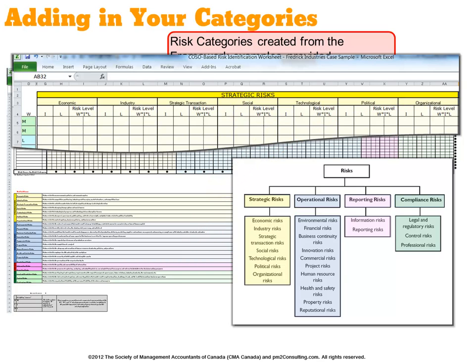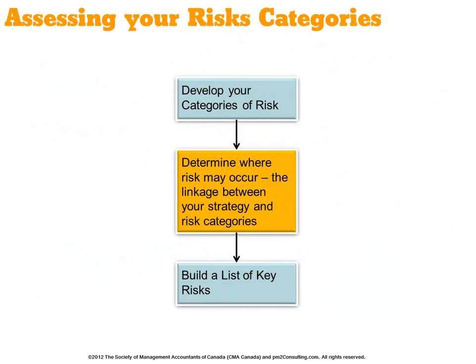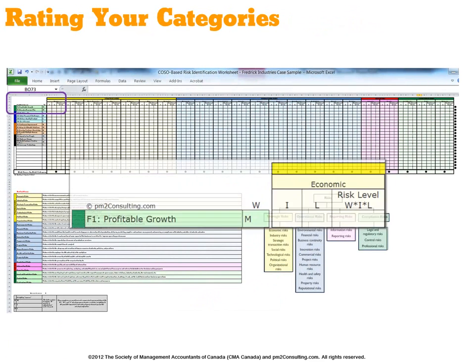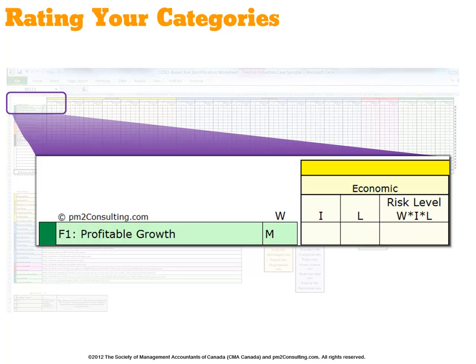Once you've completed building your risk categories, you then need to determine where those risks may be occurring in your organization. To do that, what we'll do is take a look at each risk category, in this case economic risk, and understand its impact and likelihood of occurring against each of the strategic objectives. And we'll rank those from 1 to 5 using a standard risk methodology. And the spreadsheet will give you a visible representation of how much risk could possibly be occurring in that area.